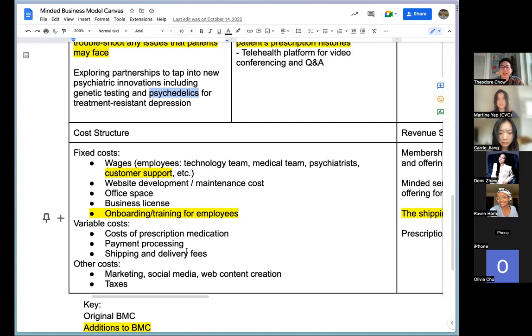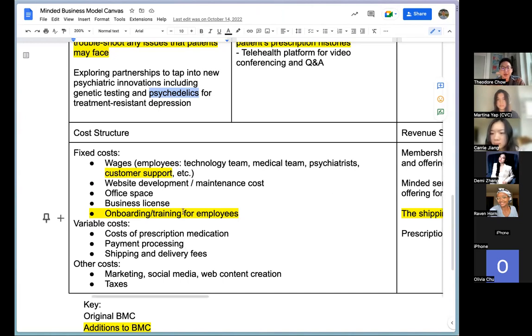Whereas the variable costs, on the other hand, are things that increase per customer. So the cost of prescription medication, as well as payment processing and shipping and delivery fees, are all variable. For example, the more customers you have, the more things you have to ship to them. Therefore, shipping and delivery fees will go up, payment processing will go up, and the cost of prescription medication goes up.